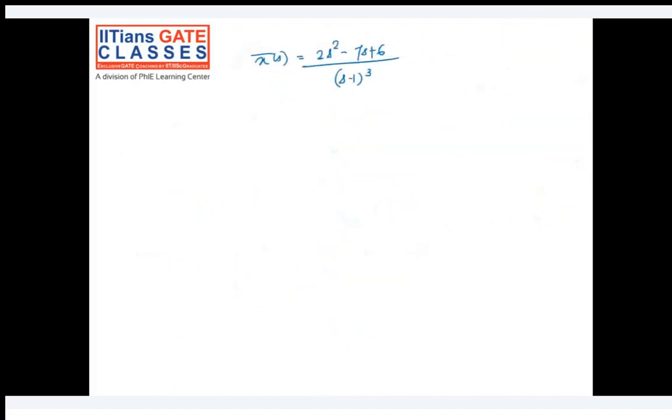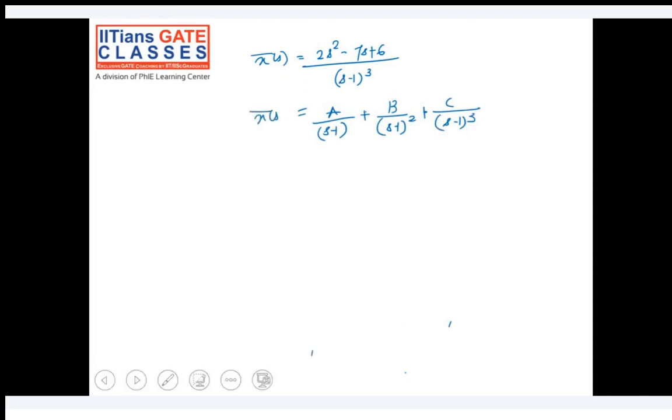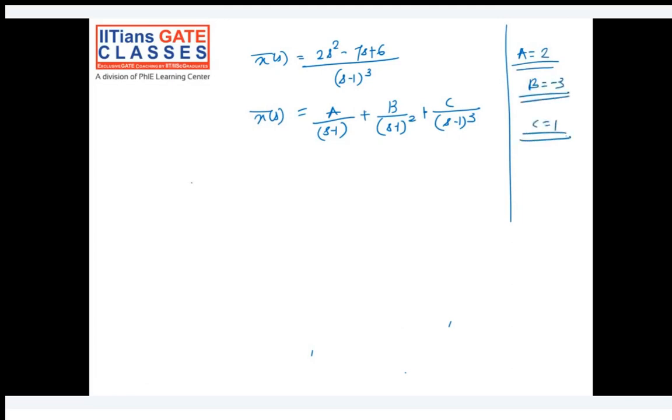It should be written as a divided by s minus 1 plus b divided by s minus 1 whole square plus c divided by s minus 1 whole cube. Correct? This is your x bar of s. If you solve this, you will get a is equal to 2, b is equal to minus 3, and c is equal to 1.